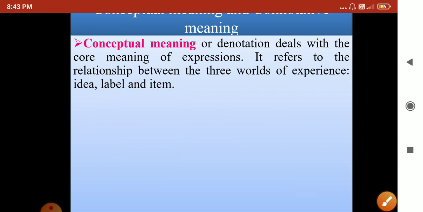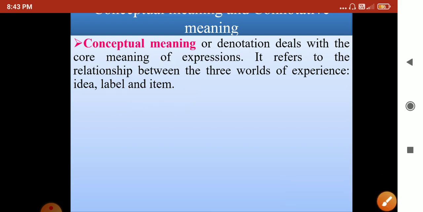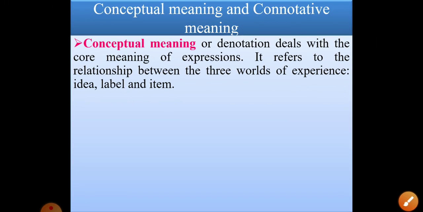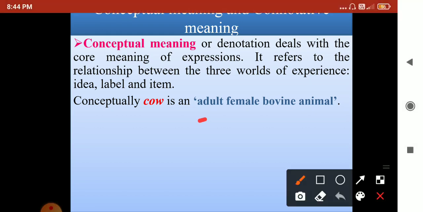So you see there are 3 things: idea, label, and item. There is an idea. For that idea we create a label, and then there is the actual item, the real item which is present in the real world. Right? So conceptual meaning deals with three things: idea, label, and item. It is the denotative meaning, the dictionary meaning or literal meaning. For example, cow is an adult female bovine animal. When I say cow, a certain image comes to your mind. And the conceptual meaning of cow is an adult female bovine animal.